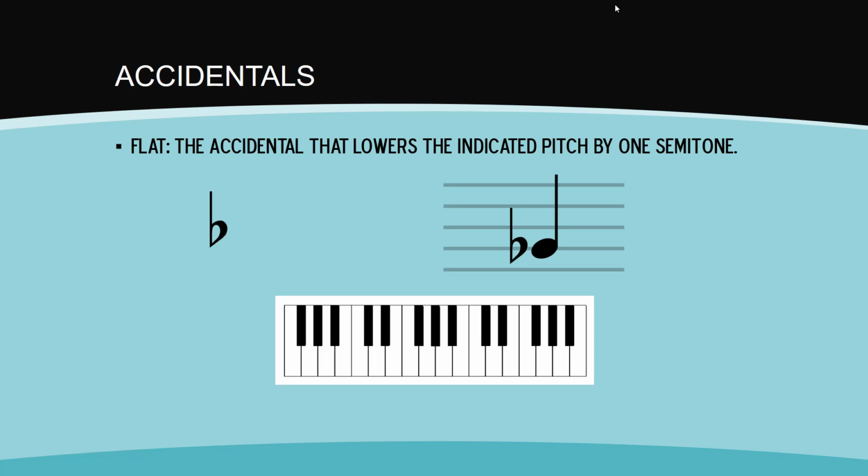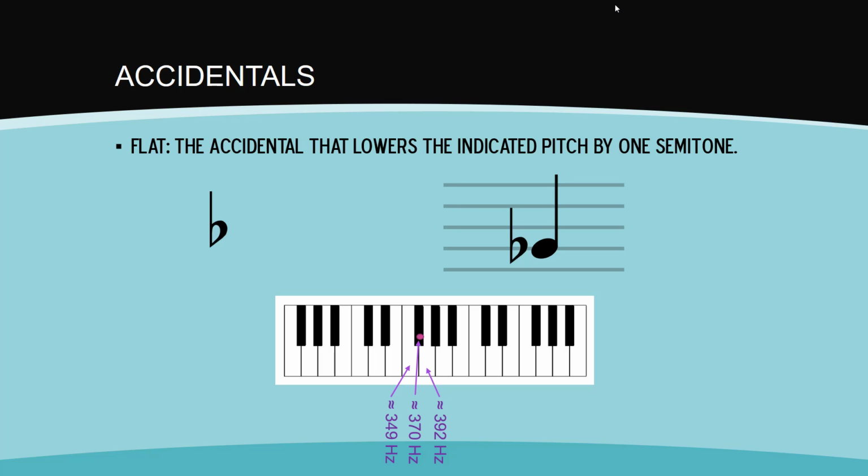On a piano keyboard, G is located here, and G flat is located one half step lower. G vibrates at approximately 392 Hz. The F below it vibrates at approximately 349 Hz, and G flat is in between at approximately 370 Hz.